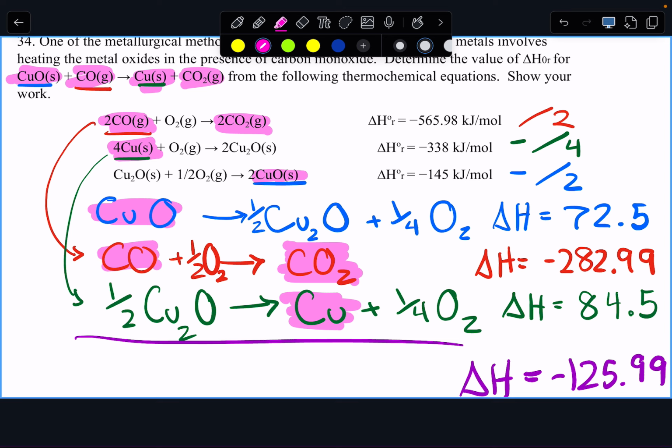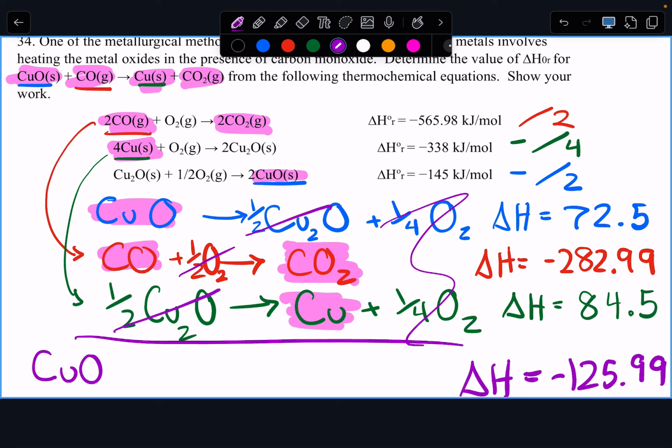So when we go to sum these up, you can see these guys are going to cancel out. They have to be on opposite sides of the arrow. That's why I lined the arrows up, to remind you that if they're on opposite sides, that's when they're canceling. So these guys cancel, and then you've got a 1/2 here and a 1/2 there. So this cancels with that, and that cancels with those 2. And so then you're left with everything that you wanted and nothing that you don't want: CuO plus CO, CO2, and Cu.